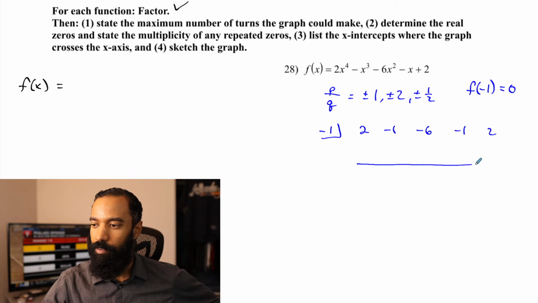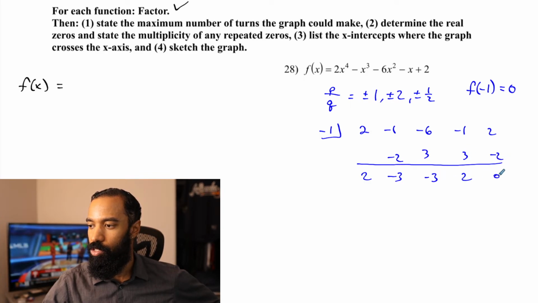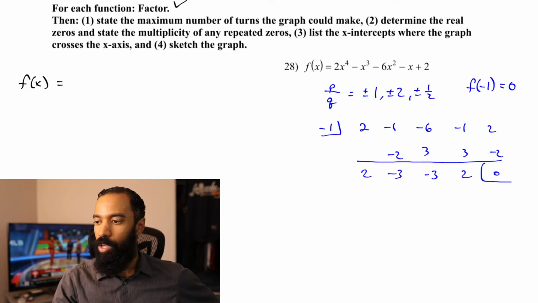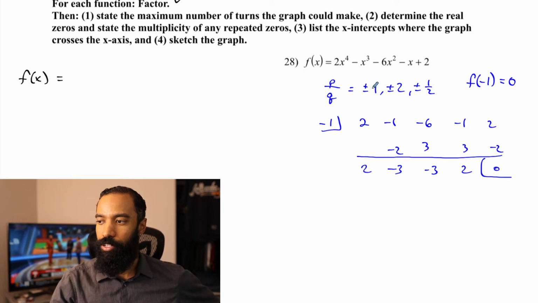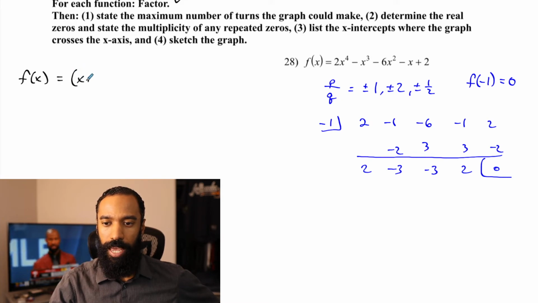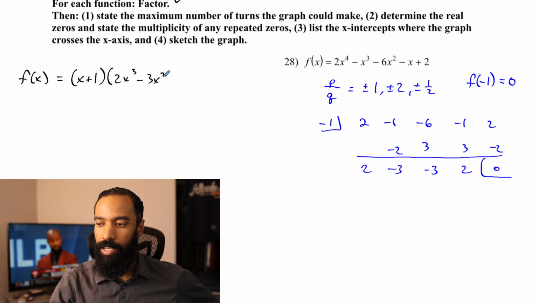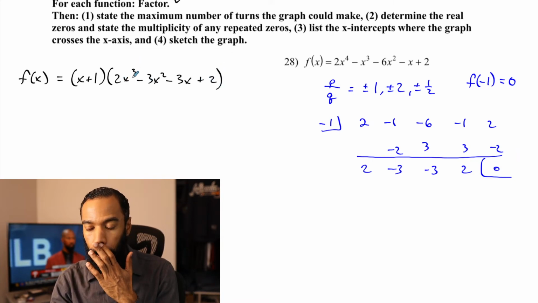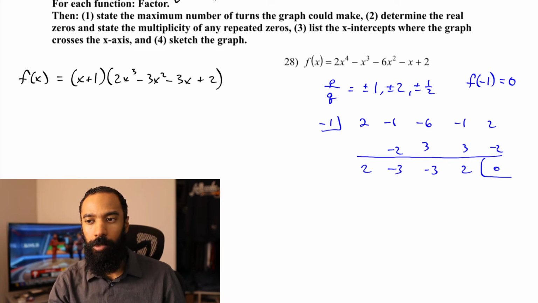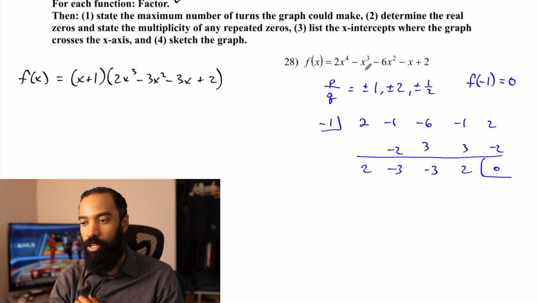2, negative 3, negative 3, 2, and 0. So, if negative 1 is a root, then it's also an x-intercept. It's a 0. x plus 1 times 2x cubed minus 3x squared minus 3x plus 2 is that factorization. This still does not factor by grouping. It's still a cubic. It's not a special case. We have to do the rational root theorem again.